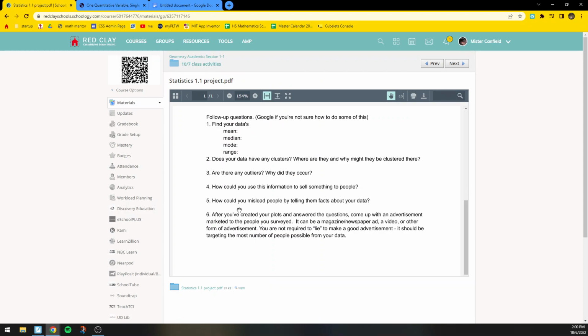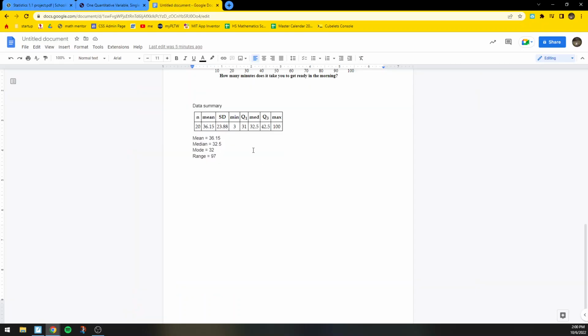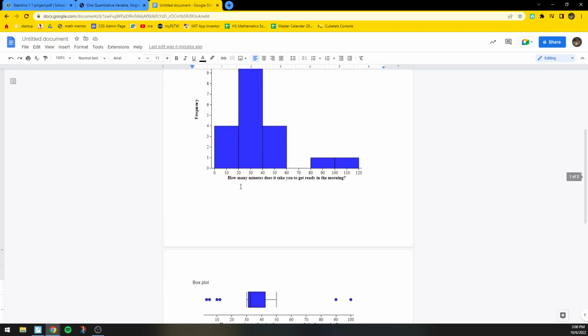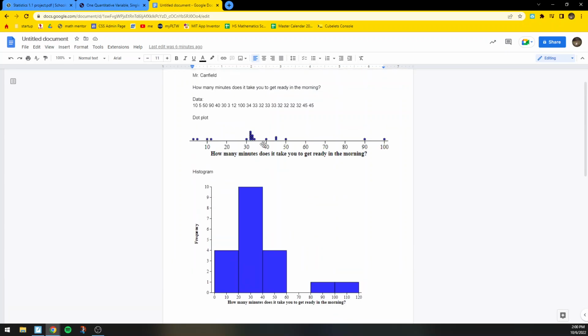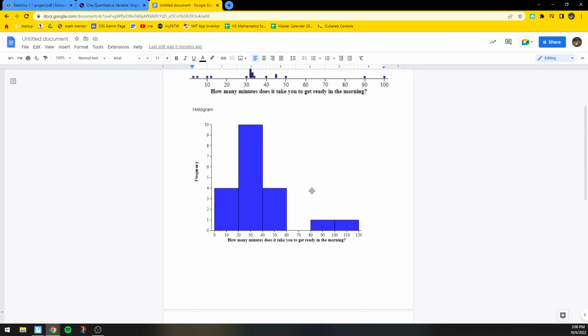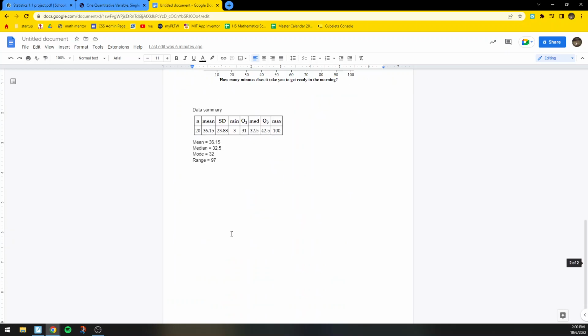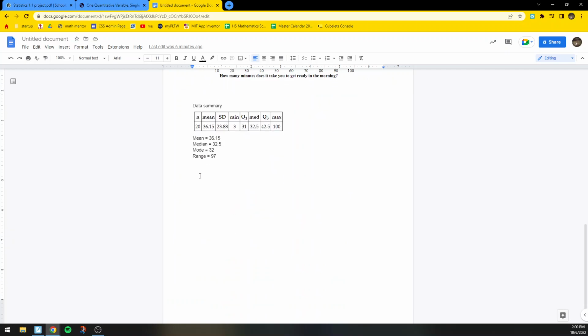And then the last one, I was kind of excited about this. After you've done this, make an advertisement that targets these people. So if you look at your data, how many minutes does it take you to get ready in the morning? Okay, well, I've thought about a product that could help make breakfast go 5 minutes faster. Now I'm going to make a pretend advertisement for that.